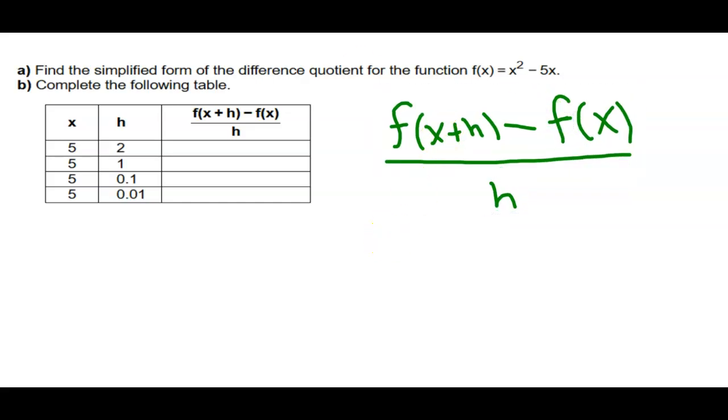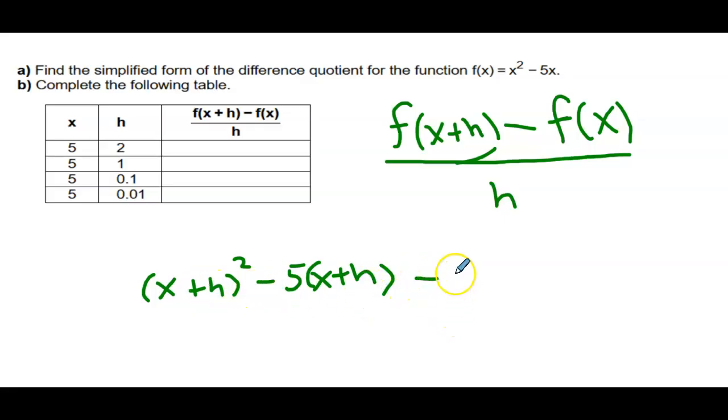So to get this simplified difference quotient, we've got the form here. We'll start by finding f of x plus h. To do that, in place of x, we're going to write x plus h everywhere we see x. So instead of x squared, it's going to be x plus h squared, and instead of minus 5x, it's minus 5 times x plus h. So here's f of x plus h. Then we have to subtract f of x. So here's f of x.